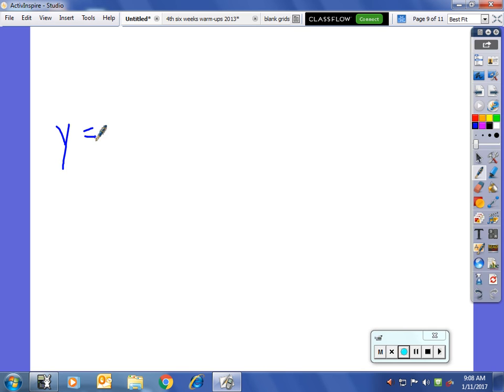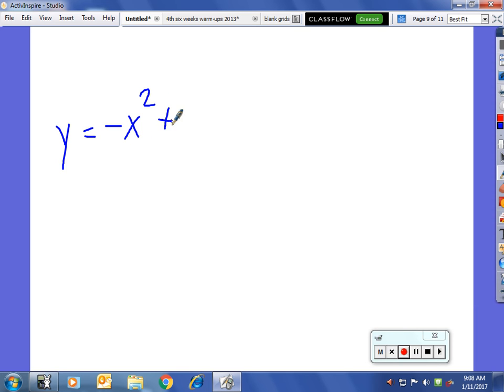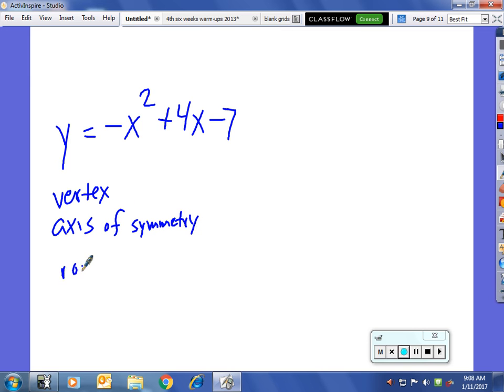Y equals negative x squared plus 4x minus 7. Okay, every parabola has to have a vertex, and every parabola has an axis of symmetry. Not every parabola will have roots. So, what you've got to be able to do on your next quiz is identify all these things for me: vertex, axis of symmetry, roots, if there are any.